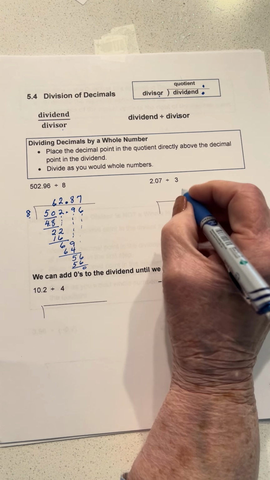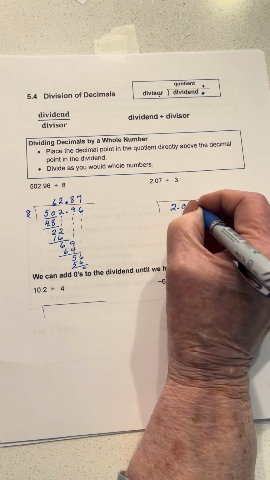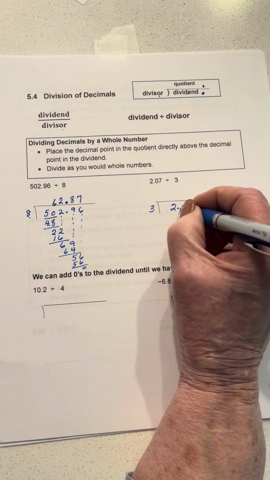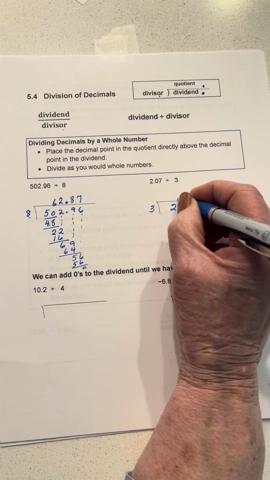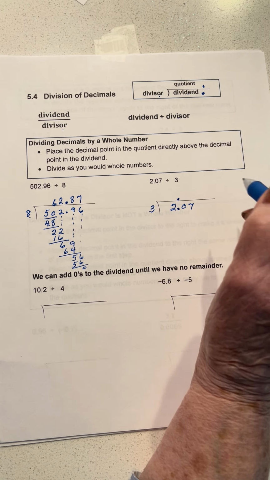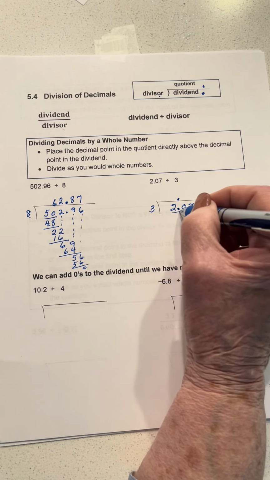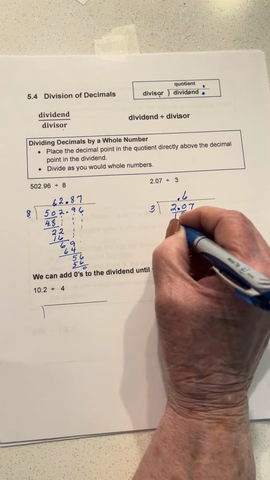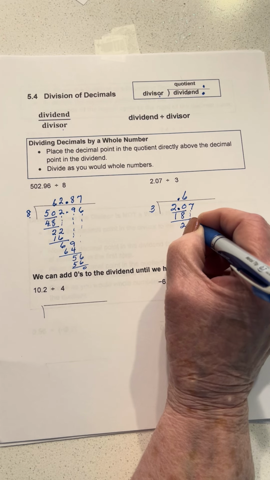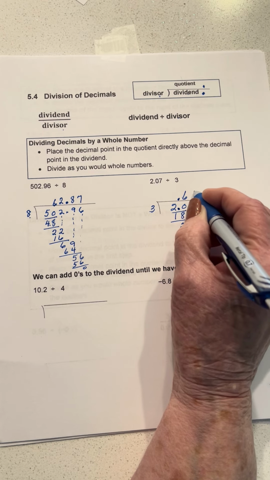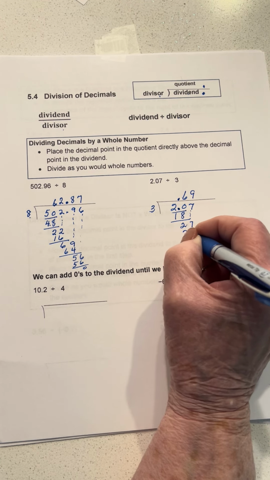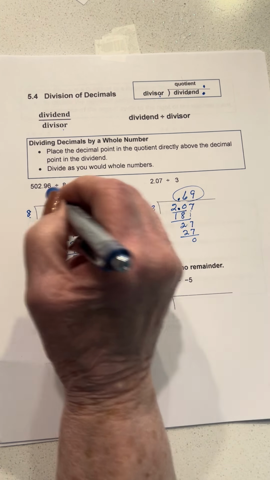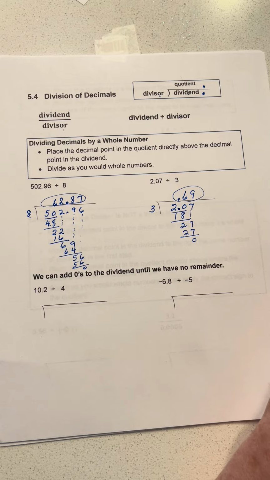Okay, let's look at this one. We have 2 and 7 hundredths divided by 3. We are dividing by a whole number. So this decimal point just jumps up for the quotient. 3 won't go into 2, it goes into 26 times, because 6 times 3 is 18. We have 2 left over. We'll bring down the 7. 3 goes into 27 9 times, because 9 times 3 is 27 with nothing left over. So we're done. This is our quotient, and we're done.